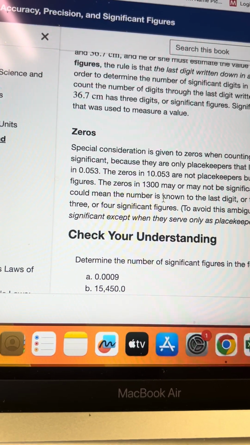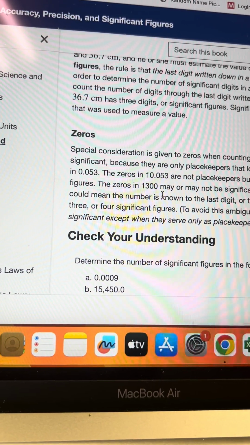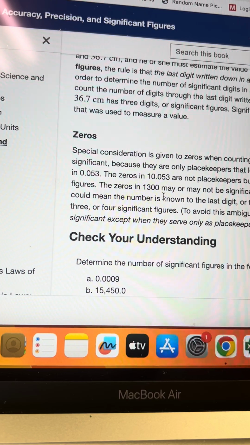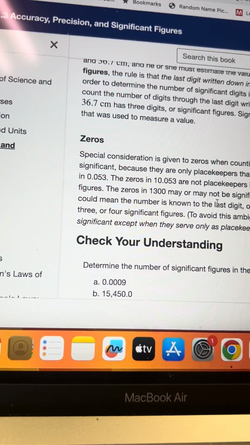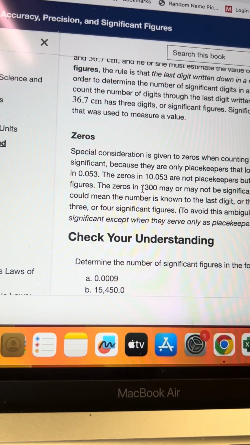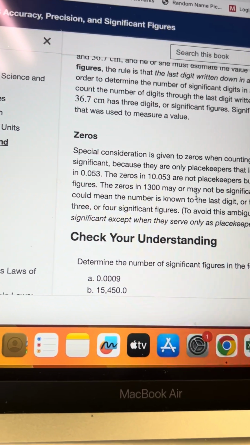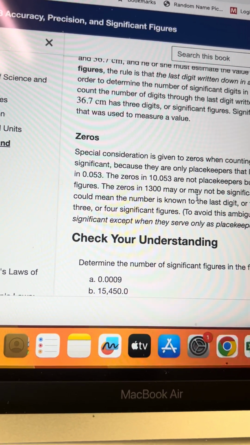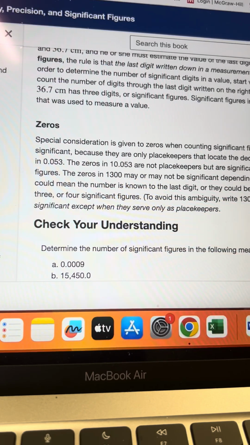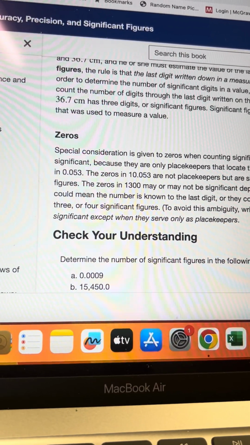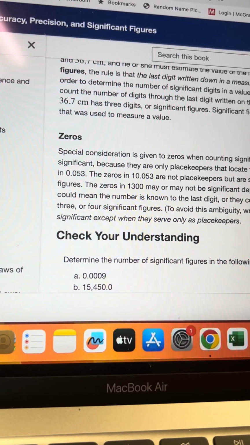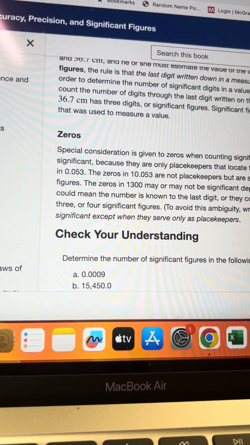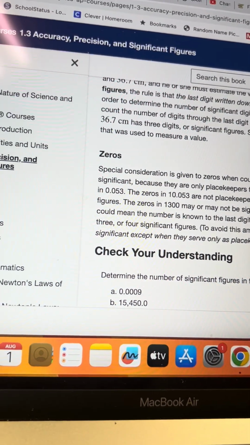Most of the time, if you write 1300, some people will say those zeros aren't significant, but most of the time people agree that they are. So that's 4 significant numbers. If you don't want them to be significant, you use scientific notation, which would put that as 1.3 times 10 to the third. Then you know there are only 2 significant figures.